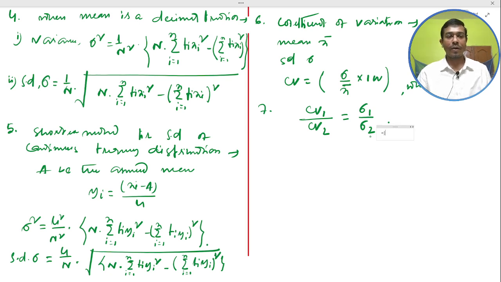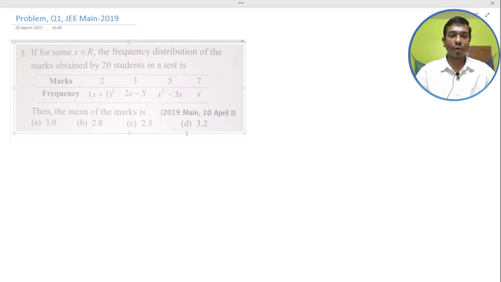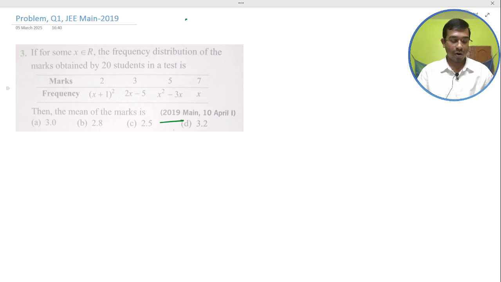So here we conclude our chapter summary in a nutshell of this topic, statistics. Let us go forward to the problem discussion session. The first problem is very important. JEE Main 2019 says: if for some x belonging to R, the frequency distribution of the marks obtained by 20 students in a test is given, then what is the mean of the marks? Try it yourself first, reading the question very carefully, and give me feedback on your answer by commenting.